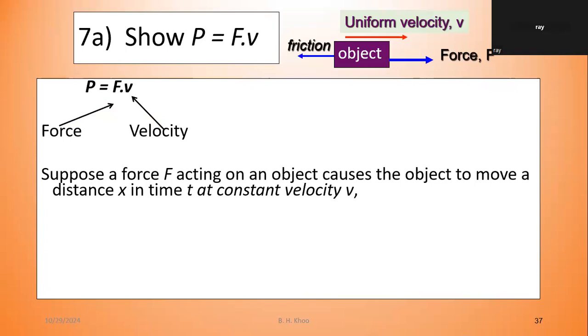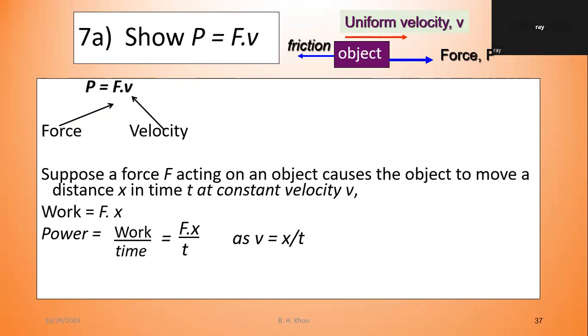Okay, so the object is moving on a rough ground. There's friction. The force is capital F. Friction is small f. So it's moving at constant velocity. So we always go to definition. When we derive, we go to definition. Definition is force and displacement. Power is work done over time. Work done equals Fx divided by time t. Right? And velocity or speed is x over t. So P equals Fv.